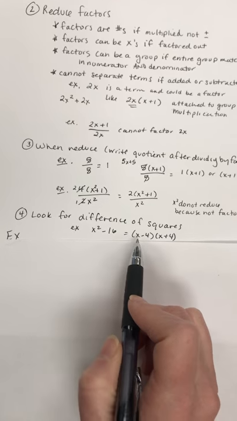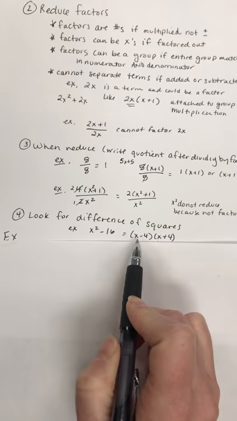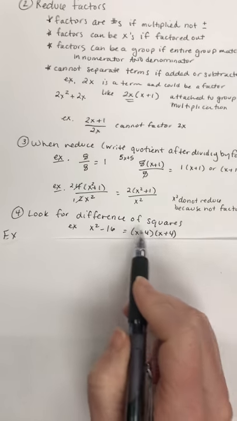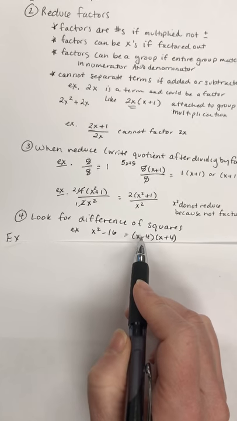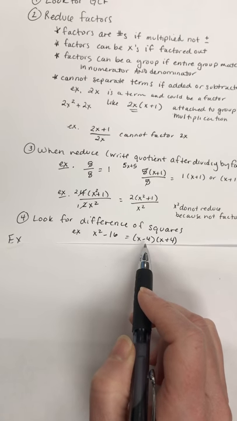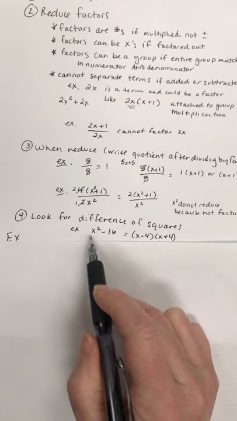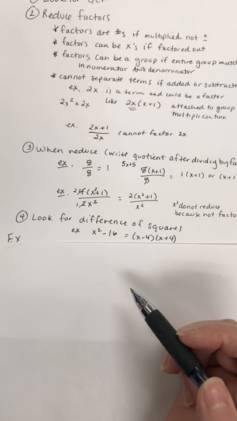I take the square root of x squared and put it in each group. Square root of 16, put it in each group, and then I do a minus and a plus. Because if I FOIL'd this back out, I would get x squared minus 4x plus 4x, so they disappear, minus 16, which is what we started with. So you always want to be looking for the difference of squares.